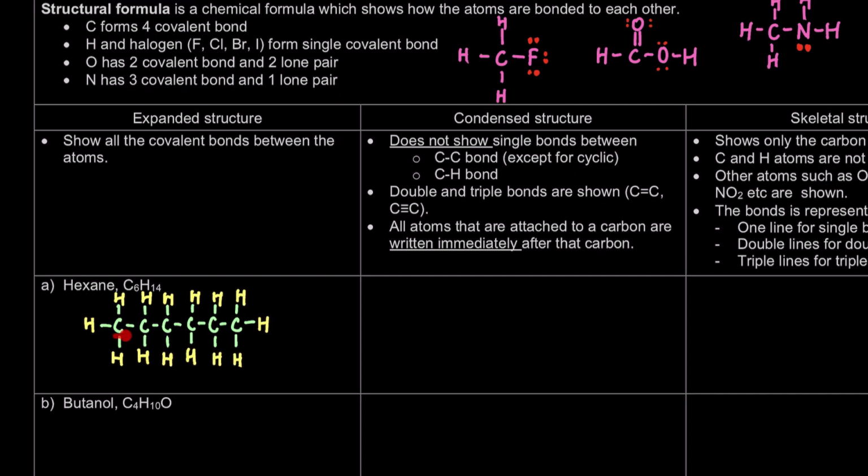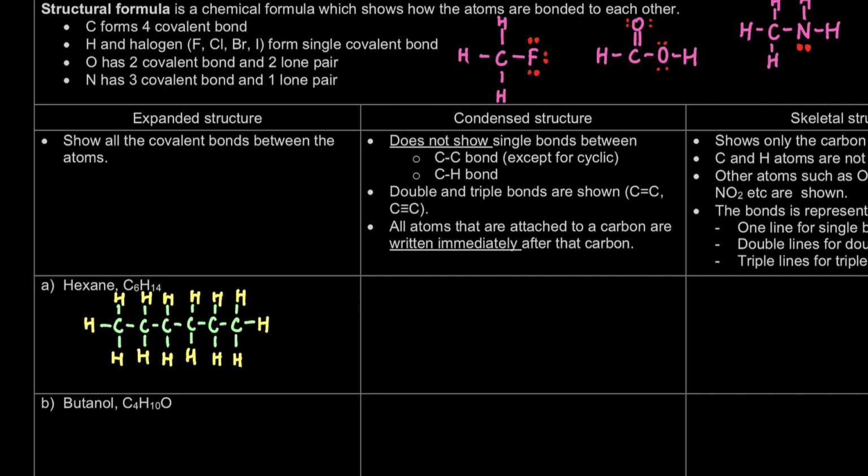So here is the C6H14. Okay, so again for the expanded structure, we're going to show all the covalent bonds between the atoms. So C: 1, 2, 3, 4, 5, 6. H: we have 1, 2, 3, 4, 5, 6, 7, 8, 9, 10, 11, 12, 13, 14. So for the expanded structure, we show all the covalent bonds present. So that is for the example of hexane.